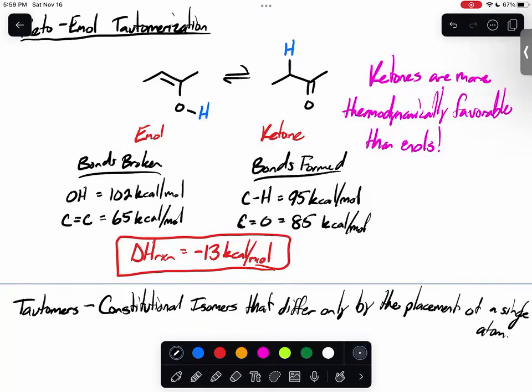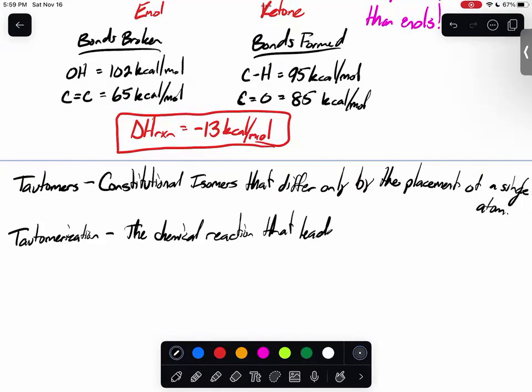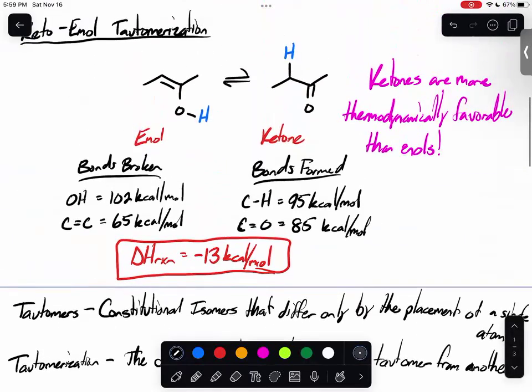And the process of moving between these is what we call tautomerization, right? That is the chemical reaction that leads to a tautomer from another. So, this tautomerization, we can see, is favored from the enol to the ketone.